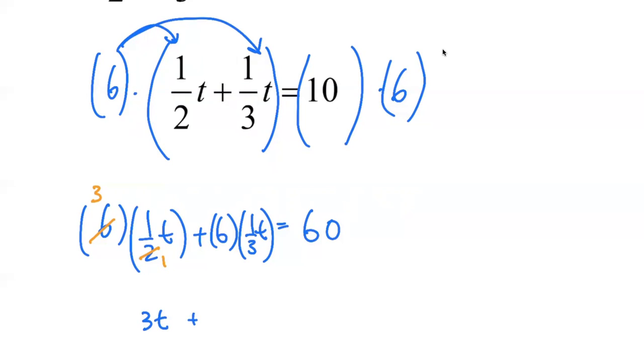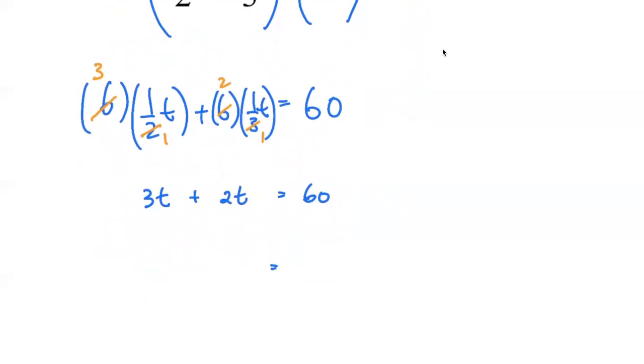3t, simplified. And then what about the next one? 6 and 3 can simplify each other, so 3 becomes 1 and 6 becomes 2. We have 2t, 60. So we have 5t equals 60. And 5 times t is equal to 60. So how do we get rid of 5? Give you 3 seconds. We would divide by 5 on both sides.